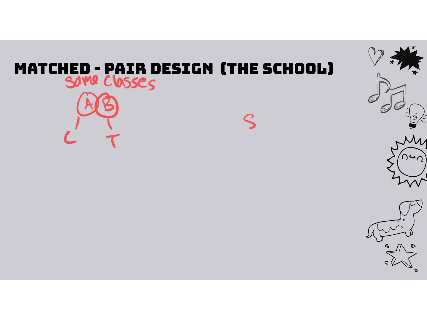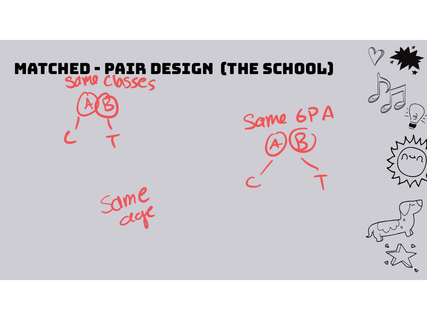You could pair them up by the same GPA. One would get control, one would get treatment. You could pair them up by the same age. One would get control, one would get treatment. Okay, so there's lots of different similarities that you can choose, and you kind of want to base it on what your experiment's about.